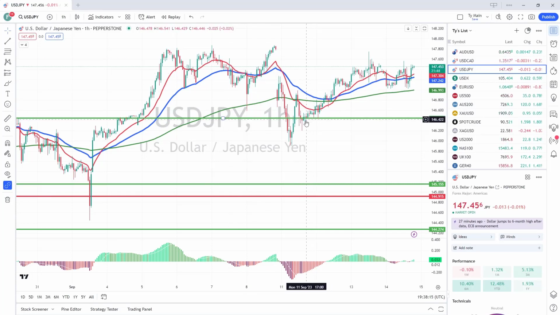Once it starts to cycle through here, you can see it landed below it, then came up, tested it above, and once it started to cycle through, that was your entry point. So that's why it's so easy to trade when you're using a 20 moving average as your guide.